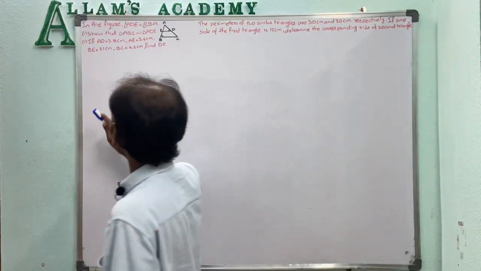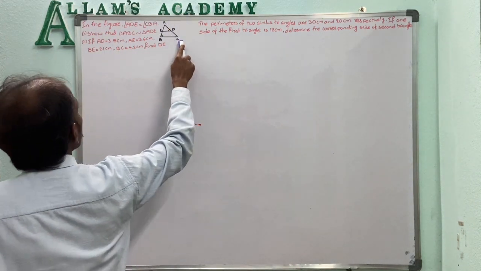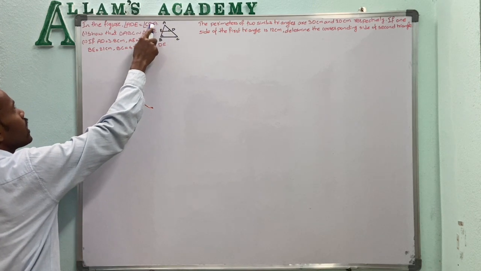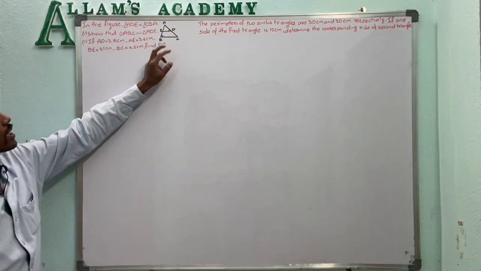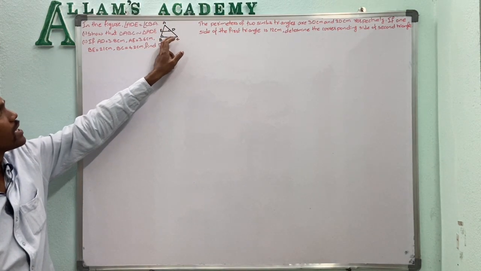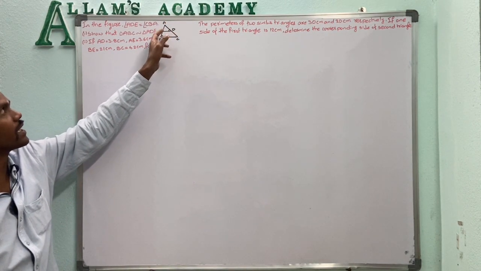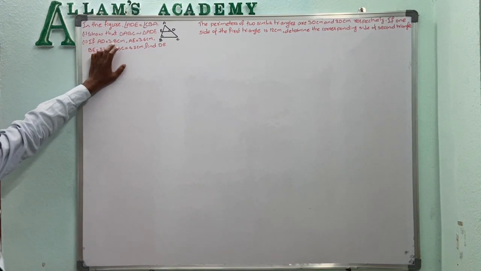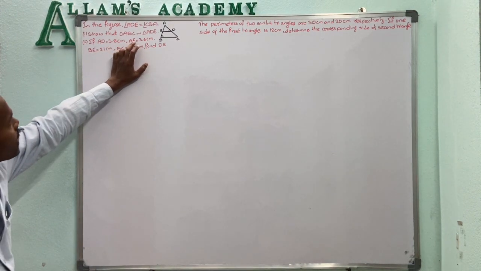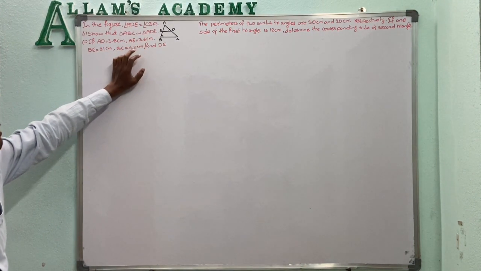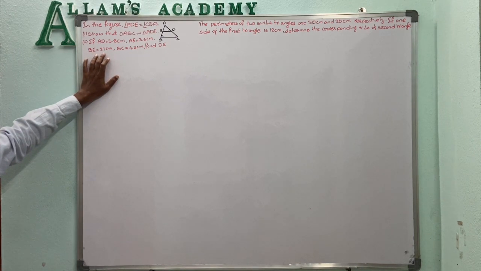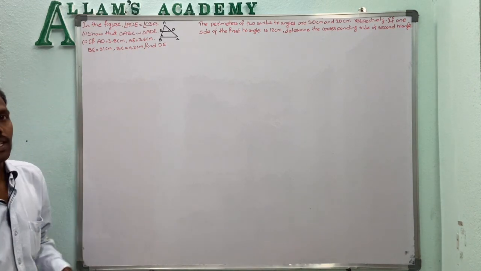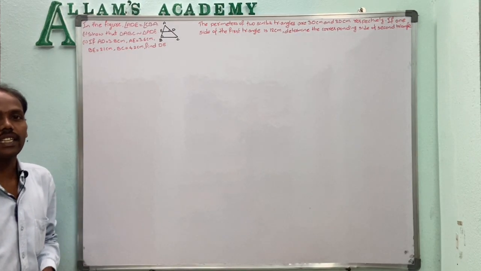Here is a given problem in the figure: angle ADE equals angle CBA. Then show that triangle ABC is similar to triangle ADE. And here, given AD equals 3.8 centimeters, AE equals 3.6 centimeters, BE equals 2.1 centimeters, BC equals 4.2 centimeters, find DE.